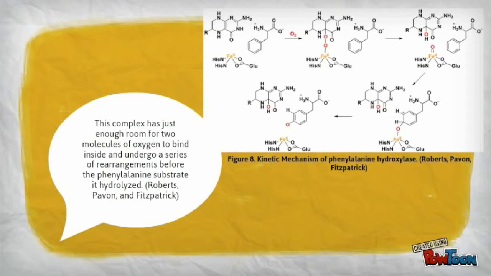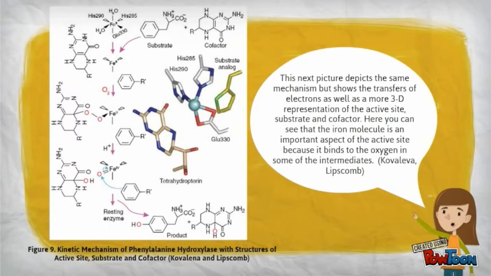This complex has just enough room for 2 molecules of oxygen to bind inside and undergo a series of rearrangements before the phenylalanine substrate is hydrolyzed. This next picture depicts the same mechanism, but shows the transfer of electrons as well as a more 3D representation of the active site, substrate, and cofactor.